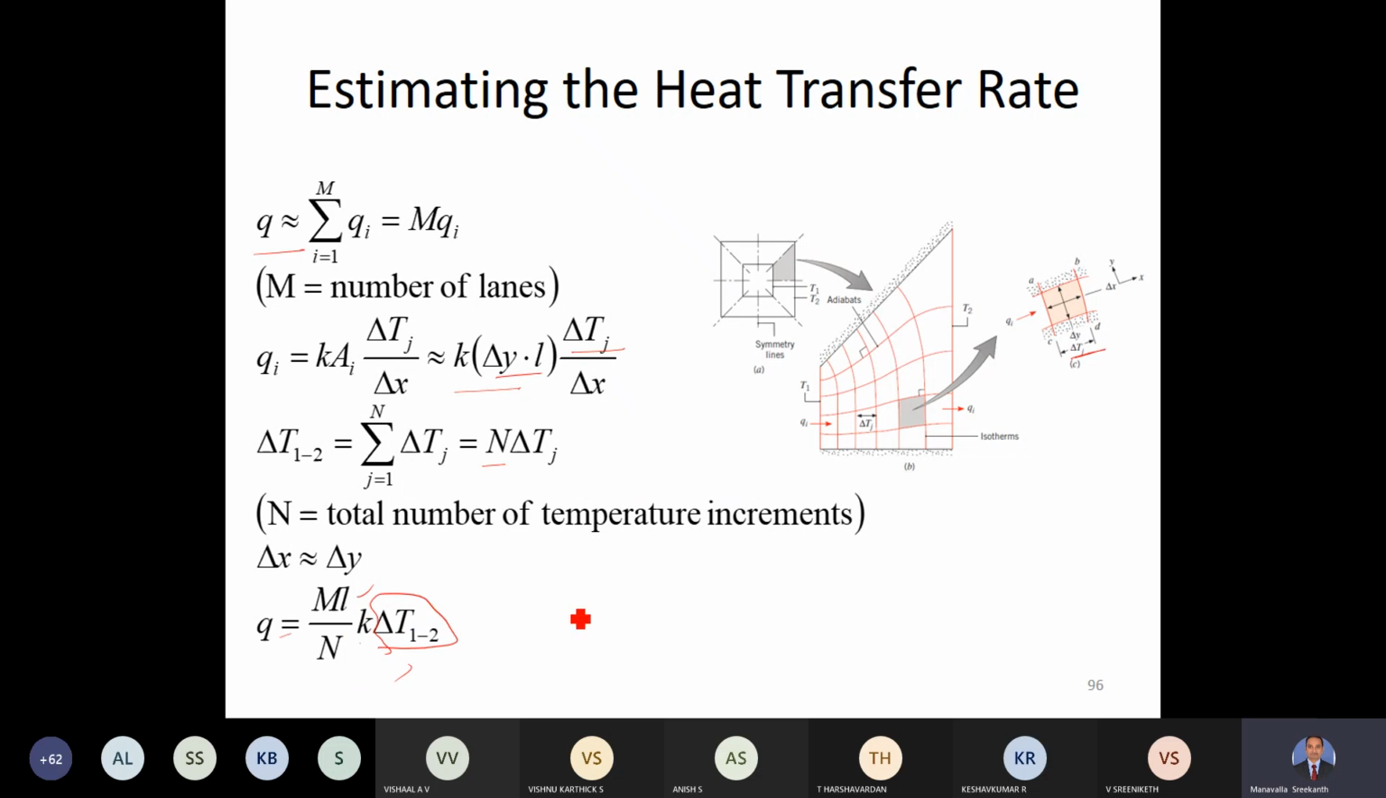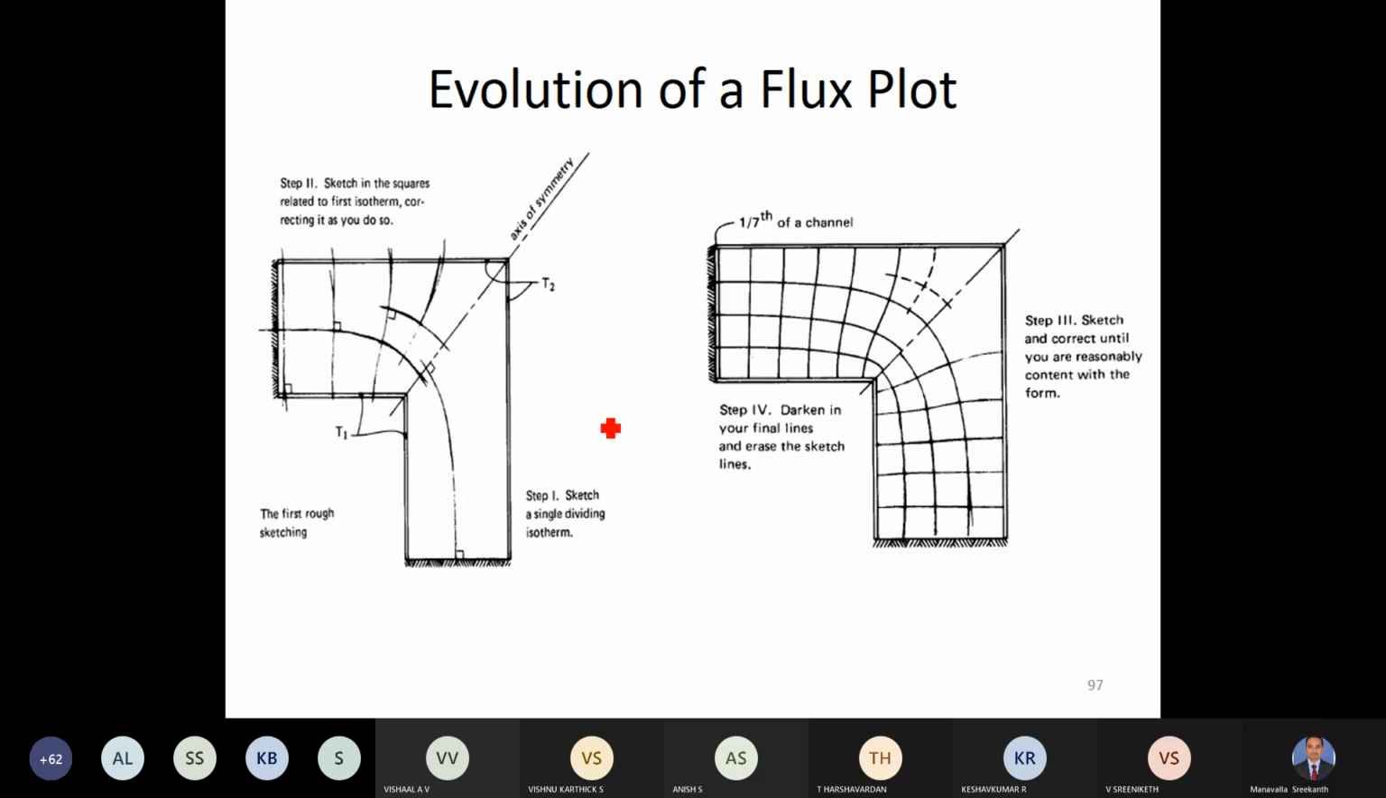So this L is the geometric property here. So the entire problem has been reduced to finding out the number of lanes and the number of thermal increments, and then we can easily solve it. So by constructing this flux plot, we can find out the value of M and N. So this is how a general flux plot is evolved. It doesn't come up in the first attempt. You will have to do a lot of trial and error.